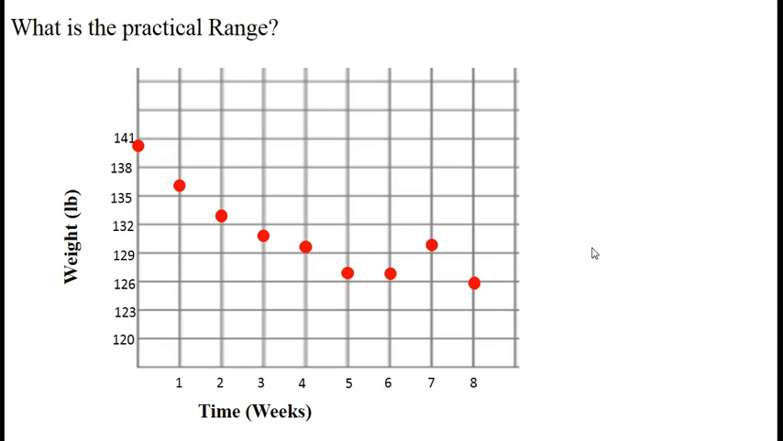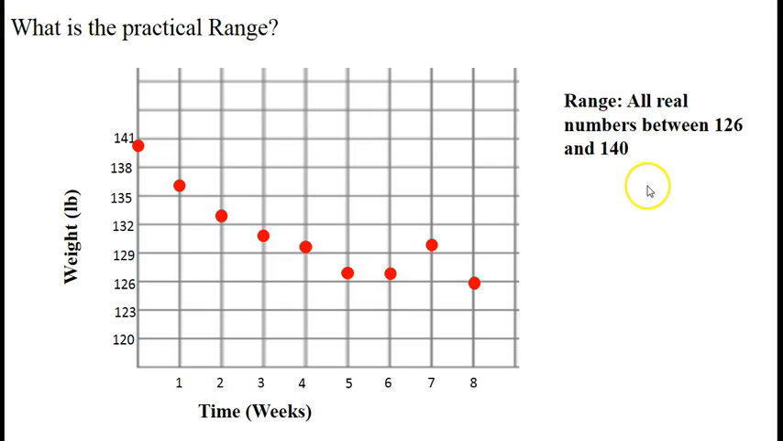What is our practical range? Domain was from left to right, so range is from bottom to top. What's the lowest point that we have on here? It's 126. And what is the highest point? It's 140. So I'm going to say that my practical range is all real numbers between 126 and 140, because my weight could have been anywhere in between 126 and 140 during this diet period. So range: all real numbers between 126 and 140.